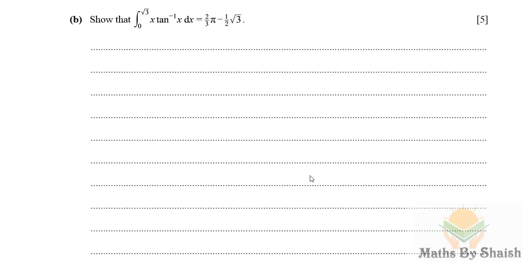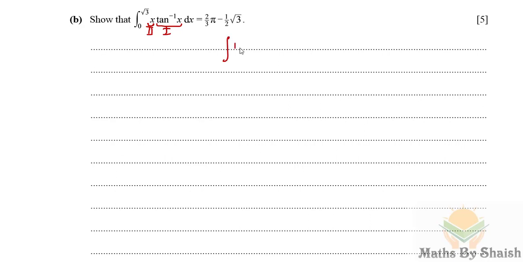And here's the B part. Show that the integration from 0 to root 3 of x tan inverse x is this. And here we have the inverse function as well as an algebraic function. So we are going to take this as the first function and this as the second function, and then we will use integration by parts.